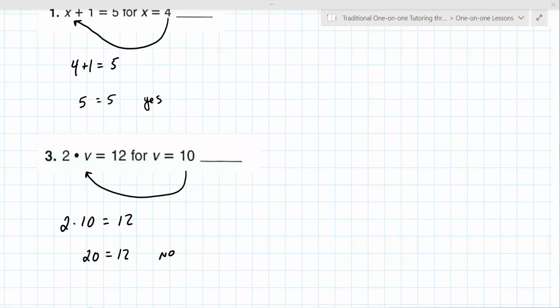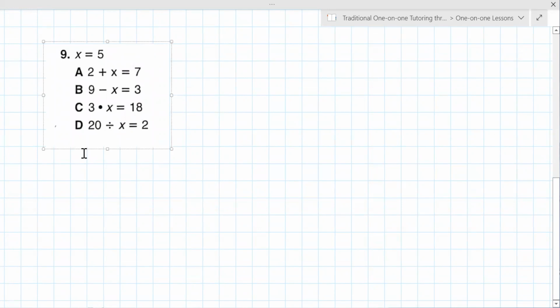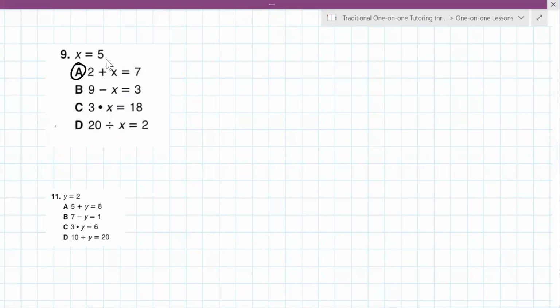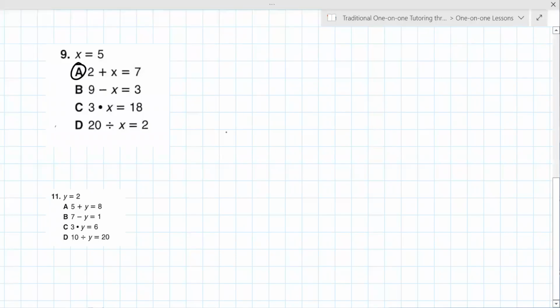Okay, let's go down to number 9. Take a look at number 9 here. Do you circle the one that it would work for? Yes, you may have to try them all. Well, A works, so there you go, you're all done. None of the others work, so it looks like only one will work. You can always hope that one stands out more than another when you're doing this.